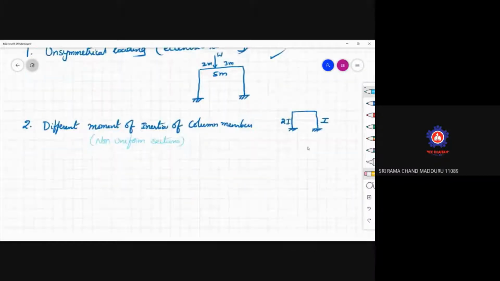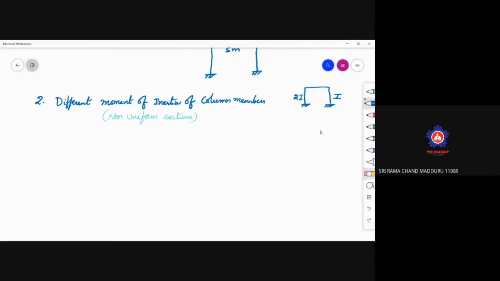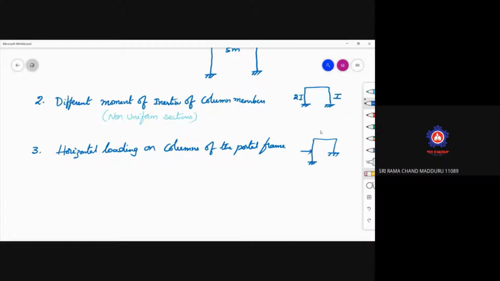And obviously the third one is horizontal loading on the columns. So this is horizontal loading on the columns of the portal frame. For example, when your portal frame is subjected to a horizontal loading like this, that will also cause a side sway in the structure.